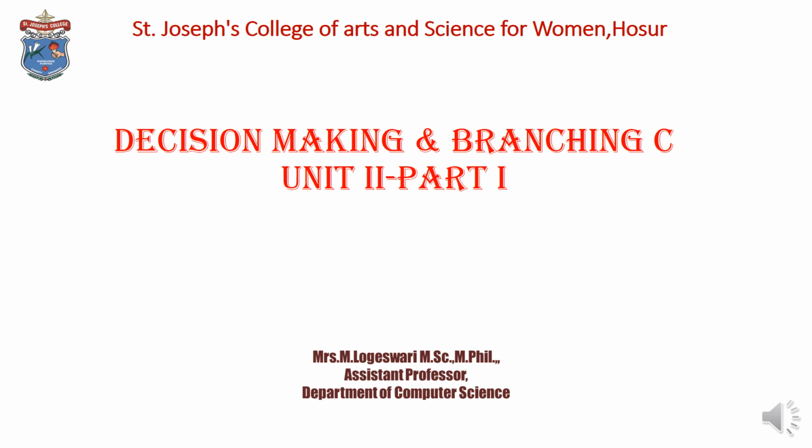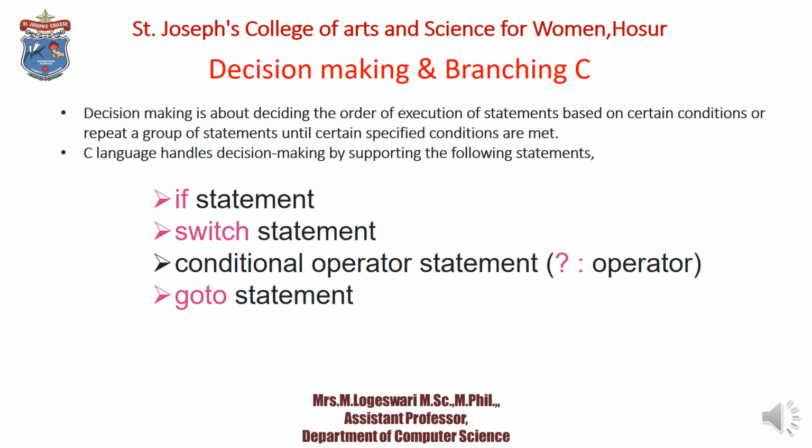Today we'll learn about decision making and branching statements in C. What is meant by decision making? It is used to evaluate one or more conditions and make decisions about whether the code is executed or not.